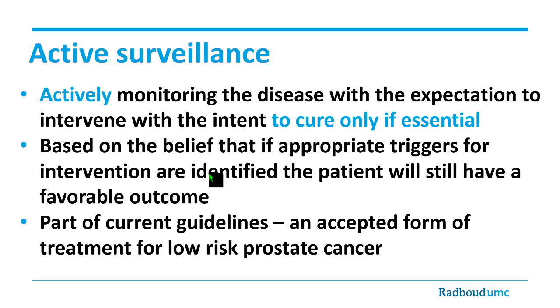So what is active surveillance? Active surveillance is actively monitoring the disease with the expectation to intervene with intent to cure only if essential. That's based on the belief that appropriate triggers for intervention can be identified, for example if you see progression on MR, or if the PSA is doubled within 3 years. So we need certain triggers for this patient group to say, if the PSA density is doubled within 3 years, we have to do active treatment.